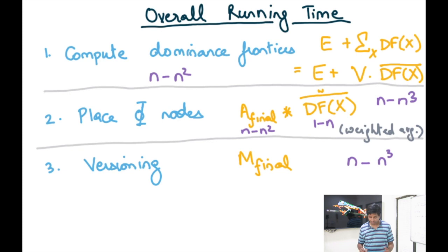And finally, the versioning algorithm that does a simple depth first traversal on the graph has a running time complexity of m final, which we have already said is between order n to n cube. Now, this is a large gap. I'm saying that the typical case is order n, and the worst case is order n cube. So I think we need some intuition or some sense of when it is going to be order n and when it is going to be order n cube.